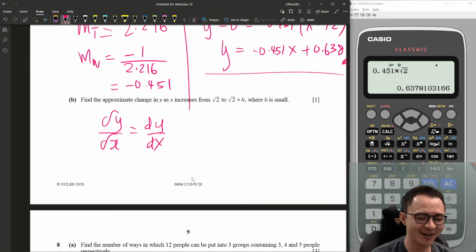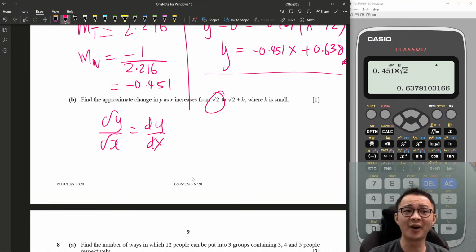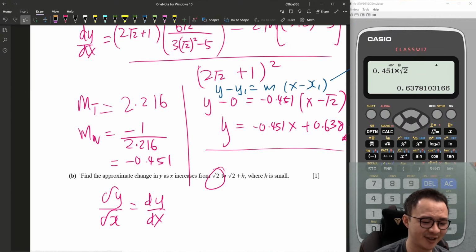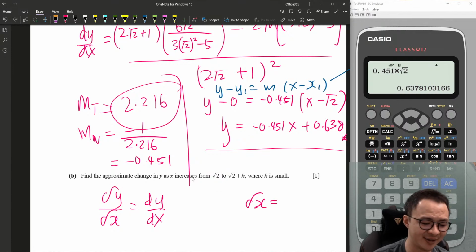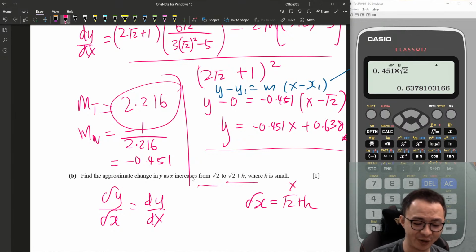Equals dy/dx. Alright, so this is the same square root x. So basically, I can use back the dy/dx value just now. My dy/dx value just now is this one, isn't it? 2.216. Okay, so I just want to know what's my change of x. So basically using the new x value minus the old x value, right? So use the square root, 2 plus h, this is my new x value, minus 2, which is my original x value, old x value.